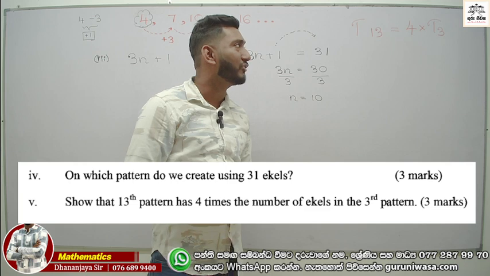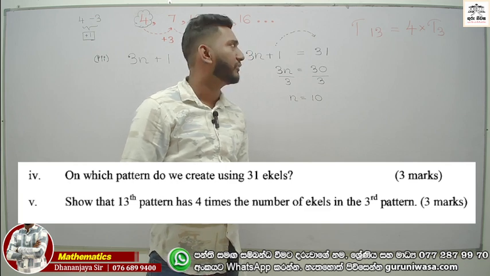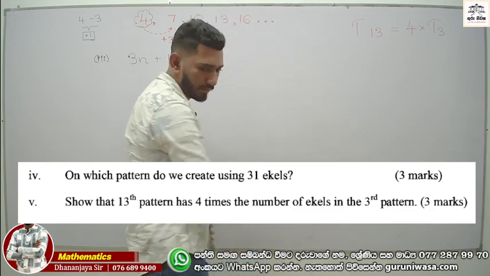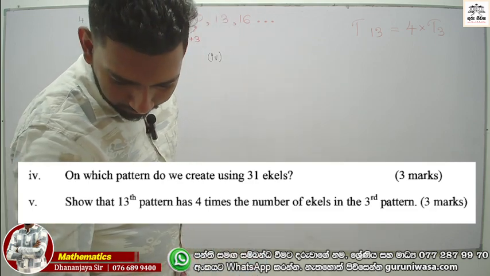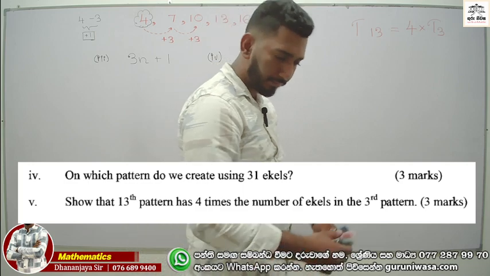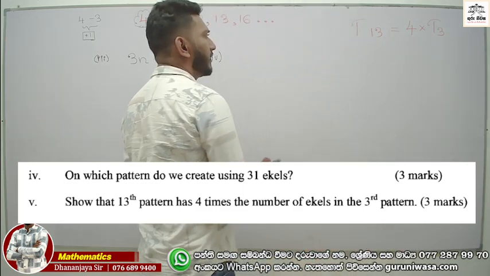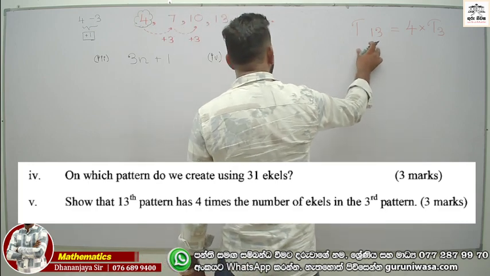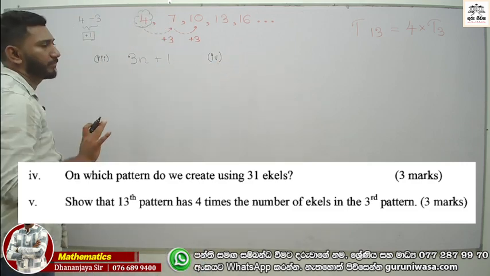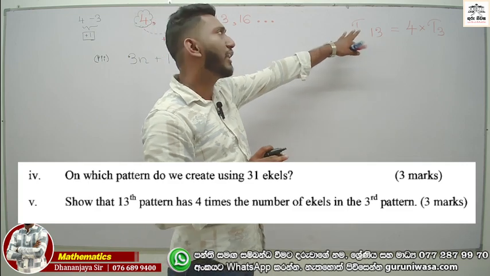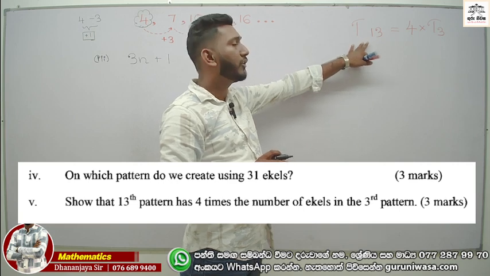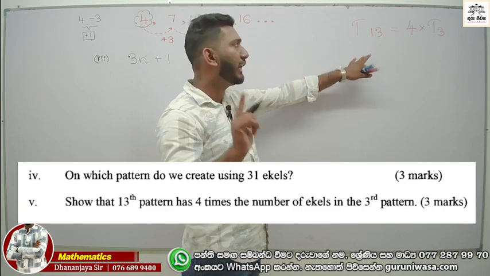That's easy because you need to find the answers, right? Now I'm going to find the answers. Look at this. This is T13. Now we know the general term is 3n plus 1. Now how to find the 13th term? You need to substitute 13 into the n.